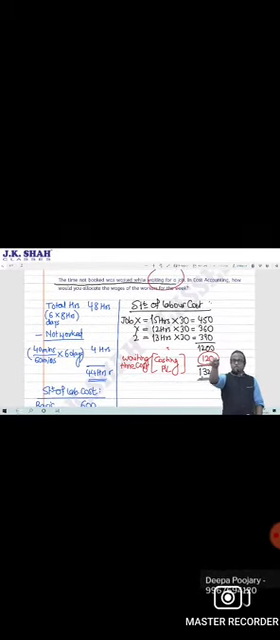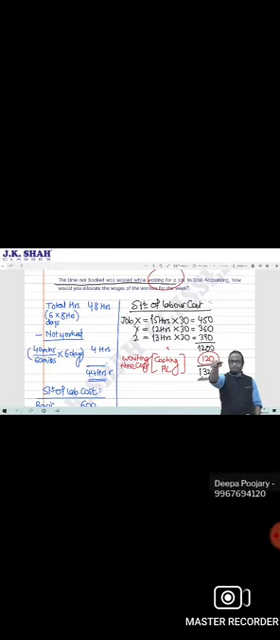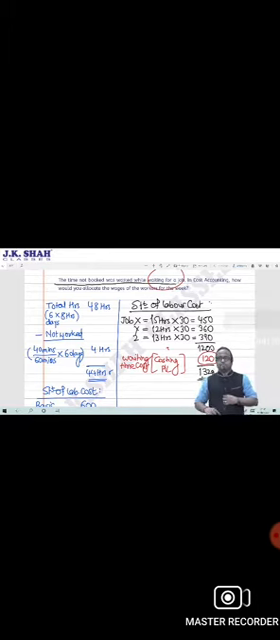Out of 1320 paid by you, 1200 will be allocated to job X, job Y, job Z. So whenever you prepare the cost sheet of job X, this will be your second line, direct labor. Cost sheet of job Y, direct labor will be 360. Cost sheet of job Z, direct labor will be 390.